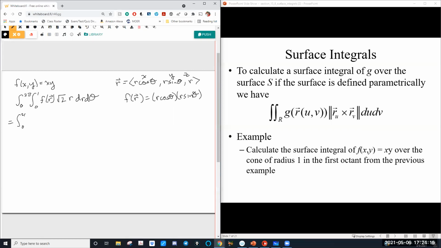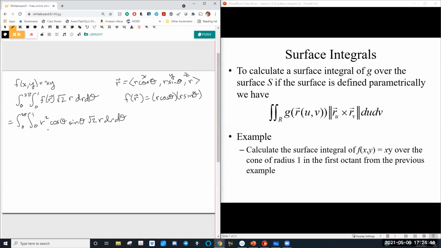So 0 to 2 pi, 0 to 1. We can simplify: r times r is going to give us an r squared. And we even have this other r here. I'm going to keep them separate for this line, just in case you guys come back to this. Cosine theta, sine theta, and then we have the root 2 r dr d theta. Okay.